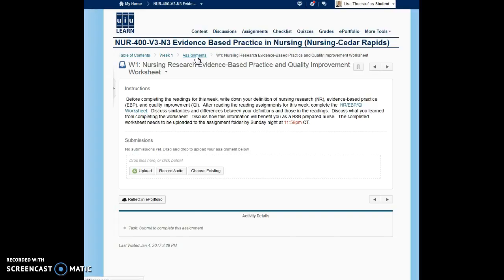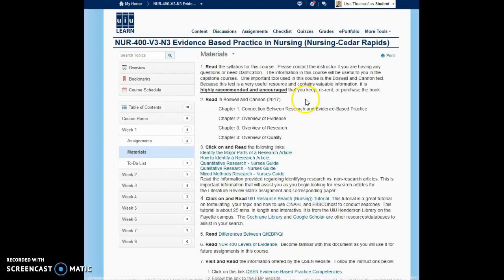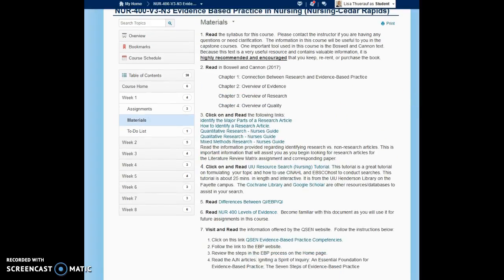Under the materials section for this week, you will notice there's quite a bit of reading material. This is a very intensive course, like I said. It's a writing intensive and reading intensive course. However, the Boswell and Cannon book is very good. It's very appropriate at a baccalaureate level, and it's very easy to understand. So for week 1, you're going to read those first 4 chapters.